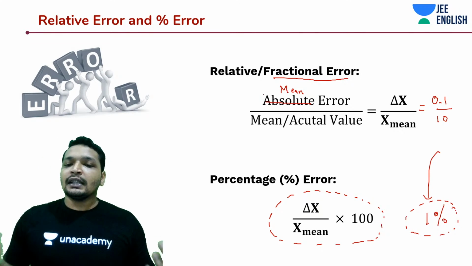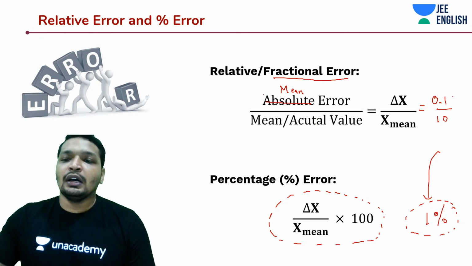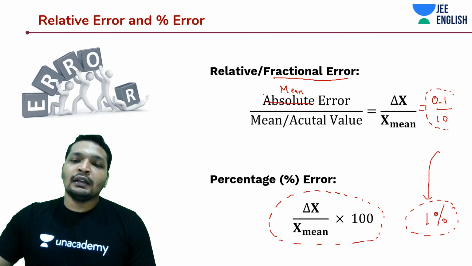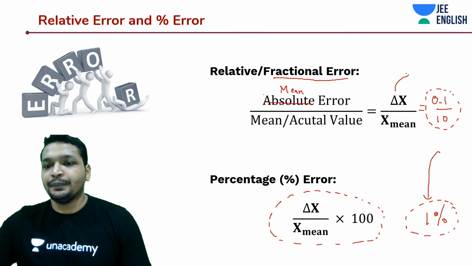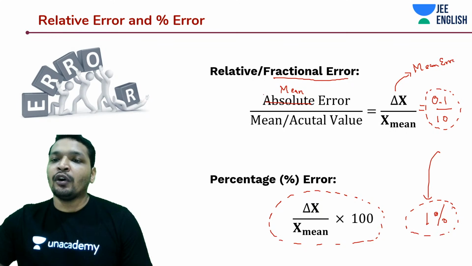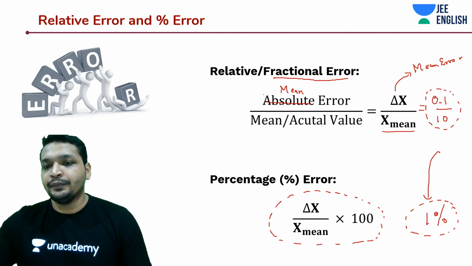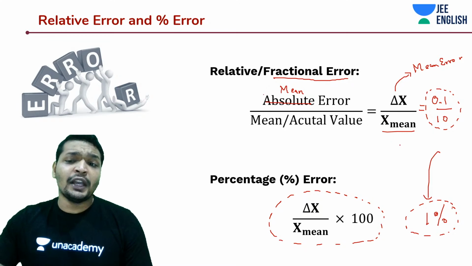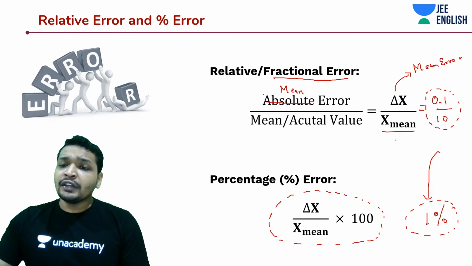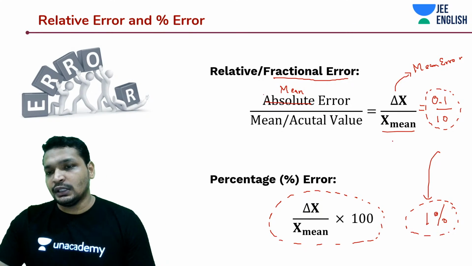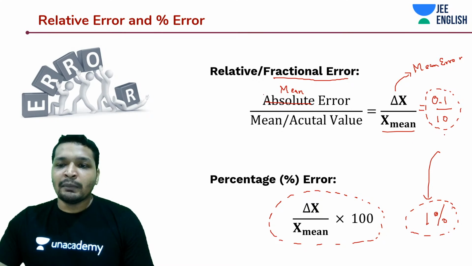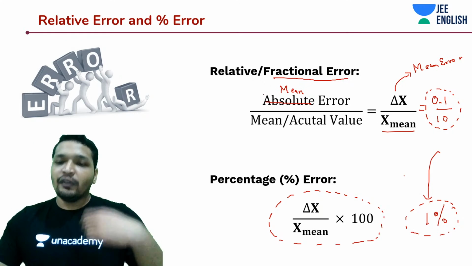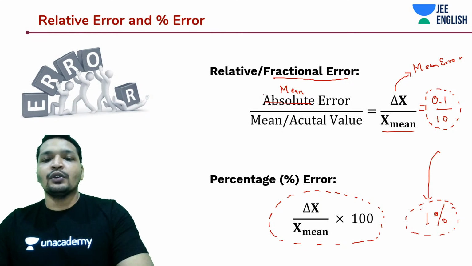So 1% error, or you can say this is like 0.1 by 10. Like mean error was something like 0.1. This is like mean error. And your mean value or the actual value is something around 10. It can be mean value or it can also be actual value. If they have already given you the value, then you are going to take it with respect to this, right? So this can be expressed in terms of fraction. This 1 by 100th part is always an error, or 1% error you will have in your measurement.